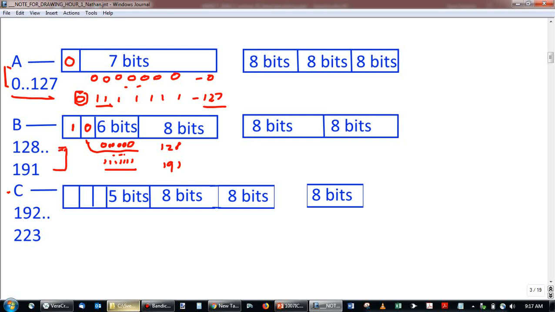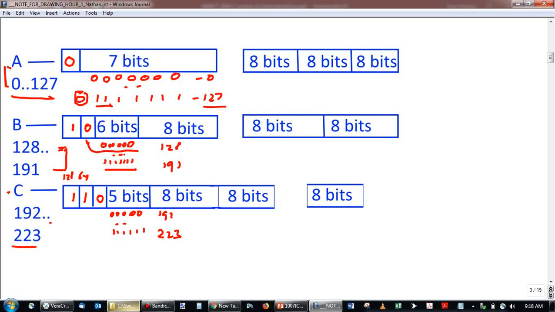192, the next possible number, right? So how do we achieve that? Well, we put a 1 in the first digit, a 1 in the second digit, and a 0 in the third digit. So this is 128 plus 64 is 192. And if the rest 5 bits are zeros, what does that mean? This is 192, yep. And what is if they're all ones? So 5 ones will be 31. 192 plus 31 is 223.